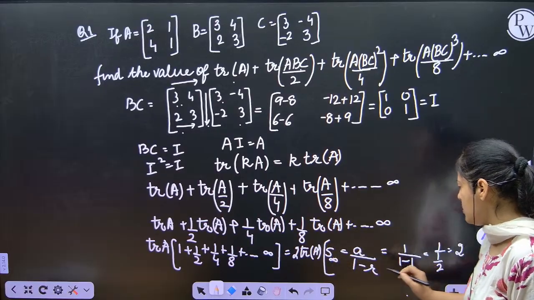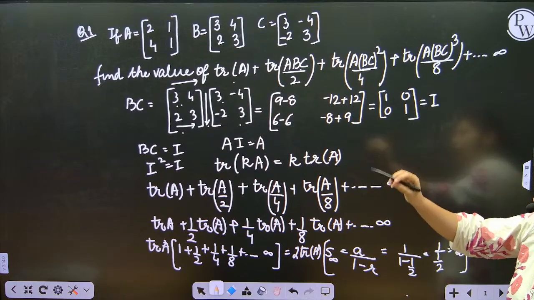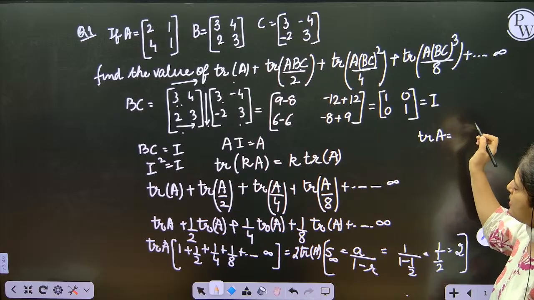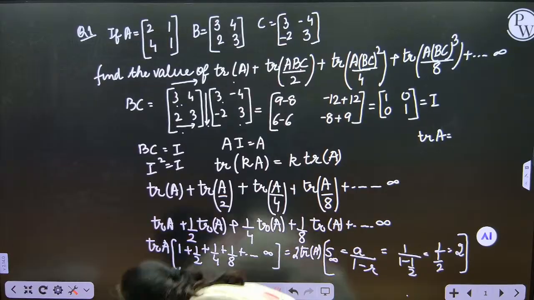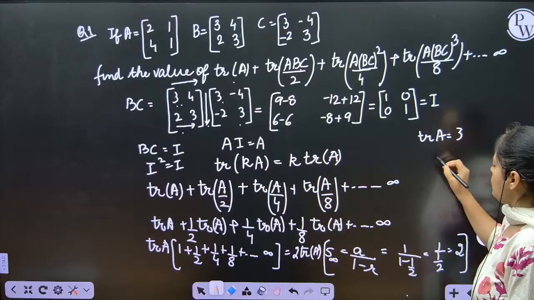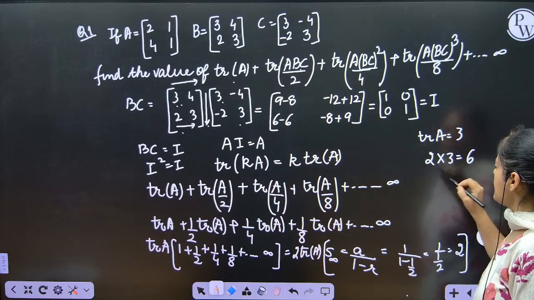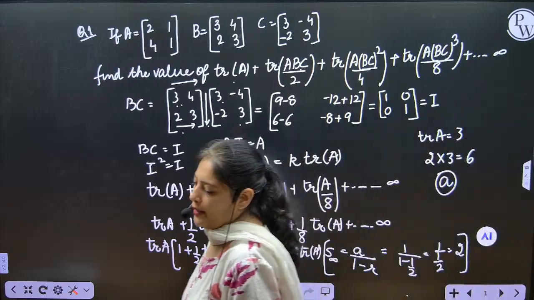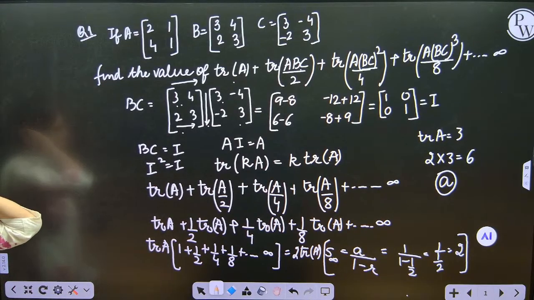Okay, these are the steps which we have used. Now find the value of trace of A. How will we find the trace of A? Add the diagonal elements. 2 plus 1 is nothing but 3. So apply it here. 2 into 3 is nothing but 6. So the option which is getting matched with this is option A. Note it quickly.